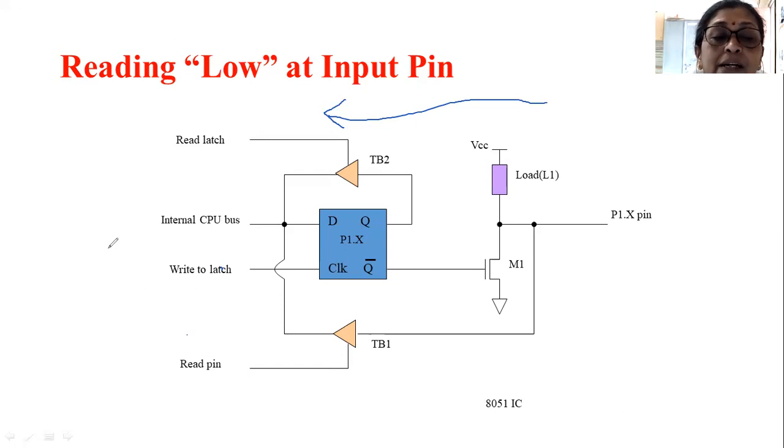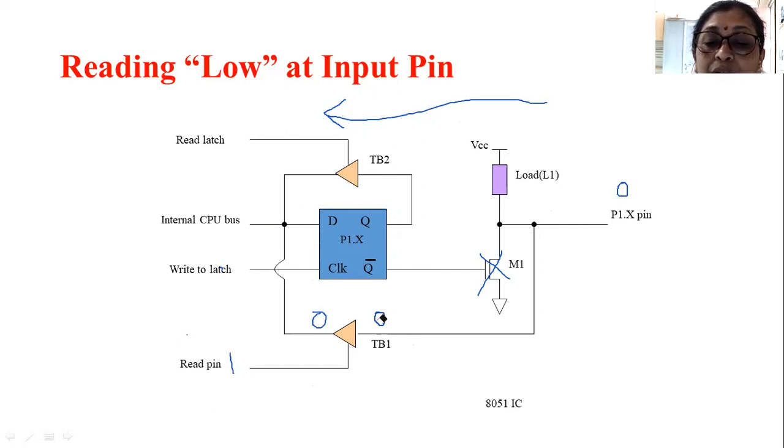While reading high data from the port pin, D is made 1 and a clock pulse is applied. When D is made 1, Q is made 1, Q bar is made 0. So the MOSFET is off, and 0 is written on the port pin. When the read pin is made 1, this 0 will be present here and it will go to the internal bus of the CPU.